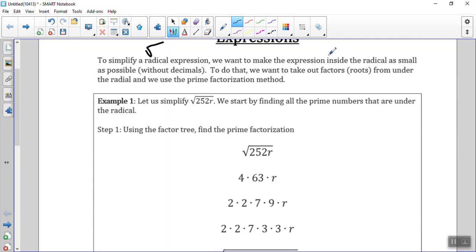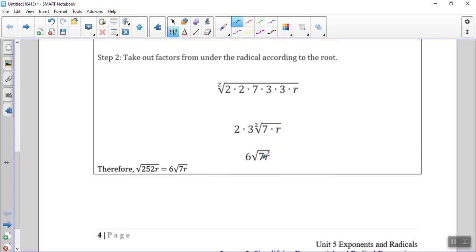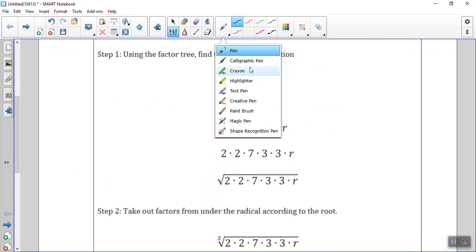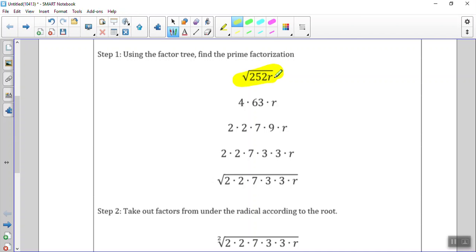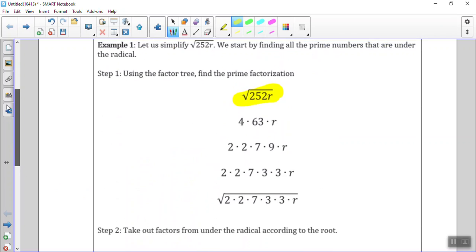We want to make sure that the expression inside the radical, meaning whatever is underneath here, is as small as possible without decimals. Okay, so you see there's a big number here, 252. We want to simplify it so that it has a smaller number than 252 underneath the radical. But at the same time, this expression is equivalent to this expression down here. They're equal to each other, but this is what we call a simplified expression, and I'm going to show you the process to do that.